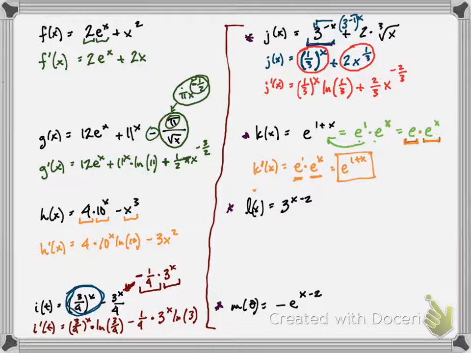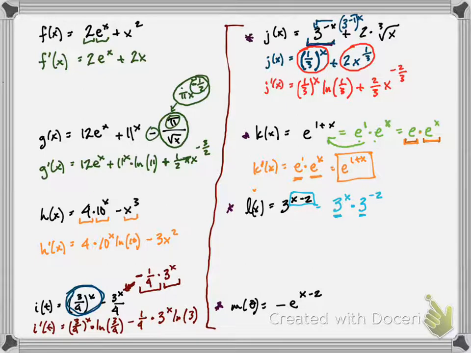Okay? L of x. I'd consider this to be a challenging problem because we have to manipulate first. So I'm going to rewrite L of x as 3 to the x times 3 to the negative 2. Now take a moment and think about that. Same base, you're multiplying. What do you do with your exponents? You add them together. There's your x plus negative 2, or x minus 2, same thing.